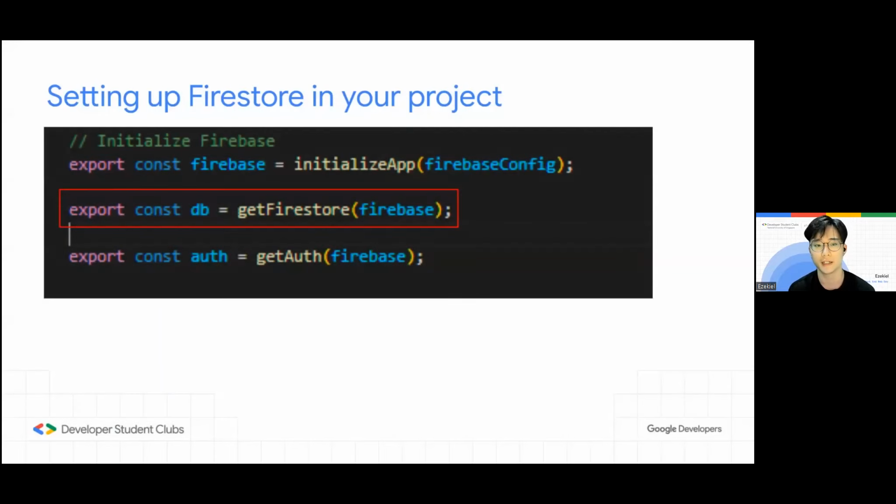Okay, then let's set up Firestore in our project. So what we do now is we export the DB. We get Firestore from the Firebase app. The Firebase app was the one we configured at the start of the workshop. Then DB will represent the Firestore object that we are getting from the app that we created.